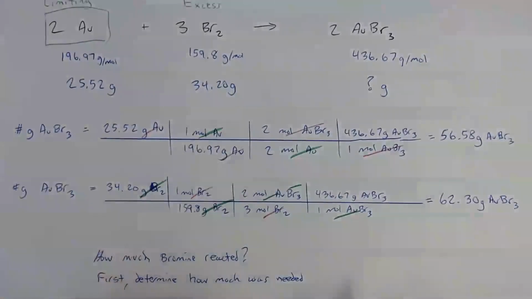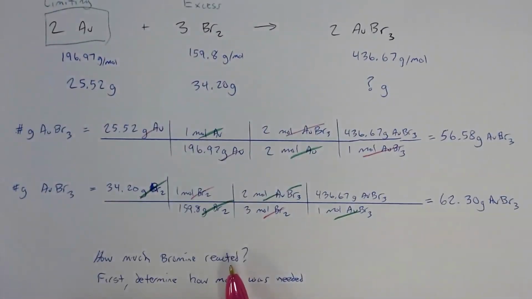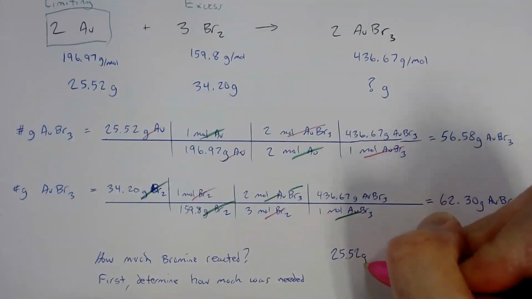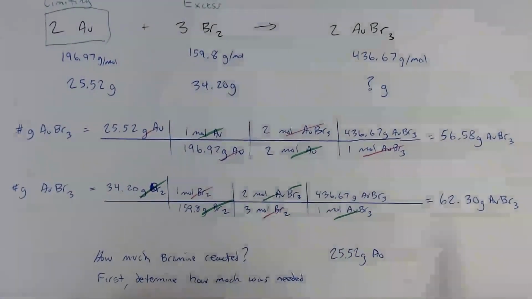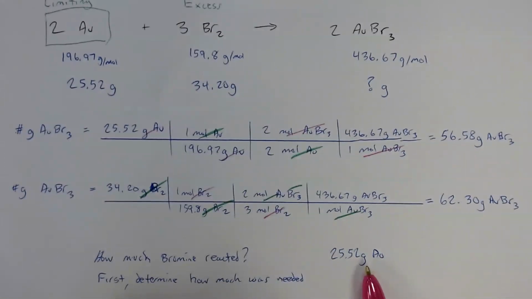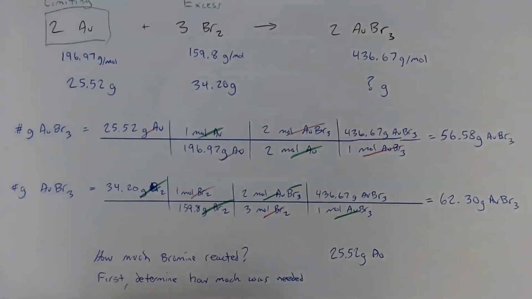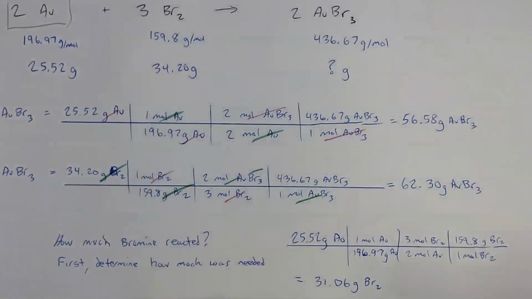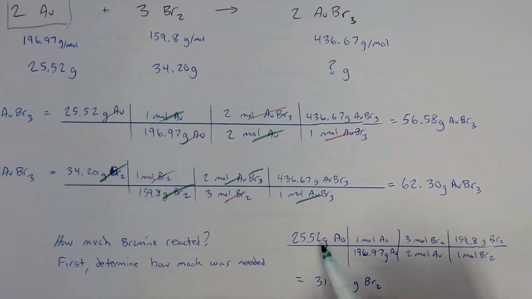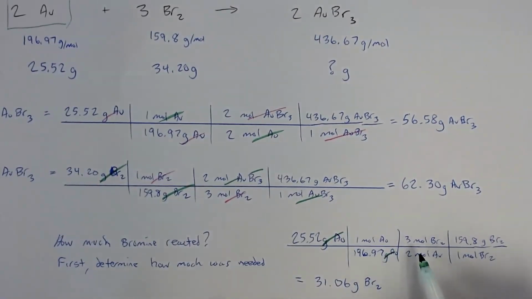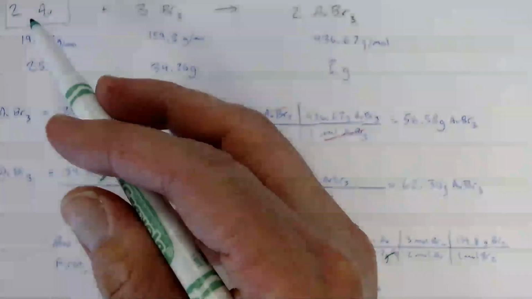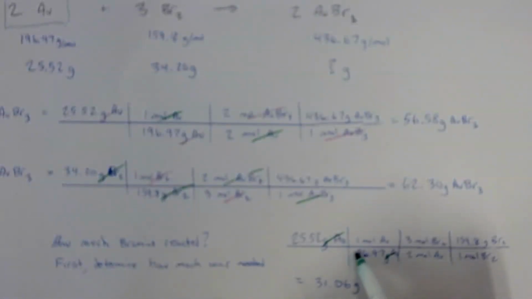So if we want to know how much bromine reacted, how much of the total reacted, we need to first figure out how much was needed. Well, the thing driving this reaction, controlling how far this reaction goes, is the limiting reactant. It is gold. So we know that we started with 25.52 grams of gold, and we're going to see how much bromine is needed with this much gold to produce the reaction. All right, so when I did this calculation here, I started with the 25.52 grams of gold. I converted it with the molar mass to get moles of gold. I did the molar ratio, knowing that there's a 2 to 3 molar ratio between gold and bromine.